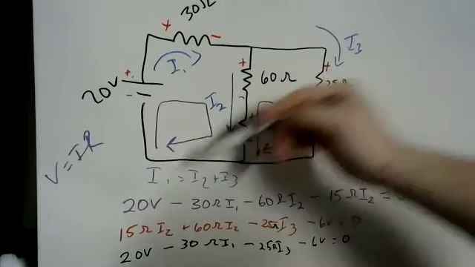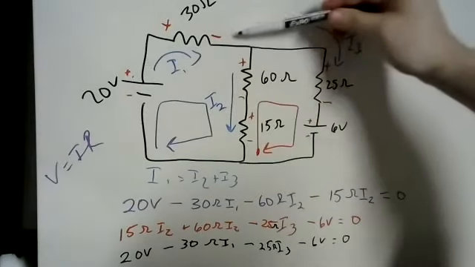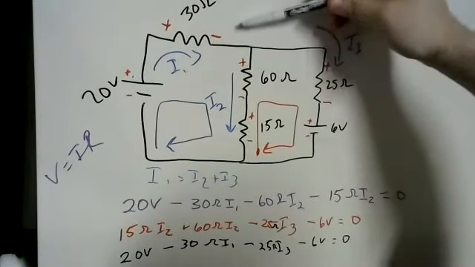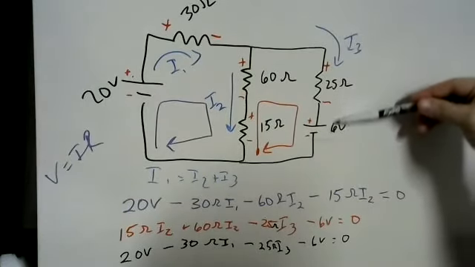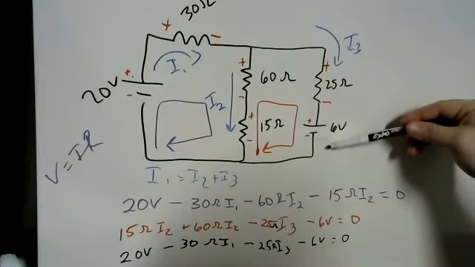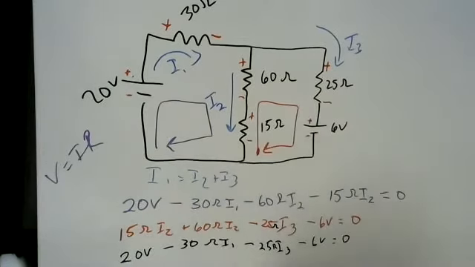Right? We go along the loop. We see 20 volts first. Then we see the voltage on the 30 ohm resistor. Then we see the voltage on the 25 ohm resistor. Then we see the 6 volts, and that's falling. It's positive to negative. And we see nothing else there.